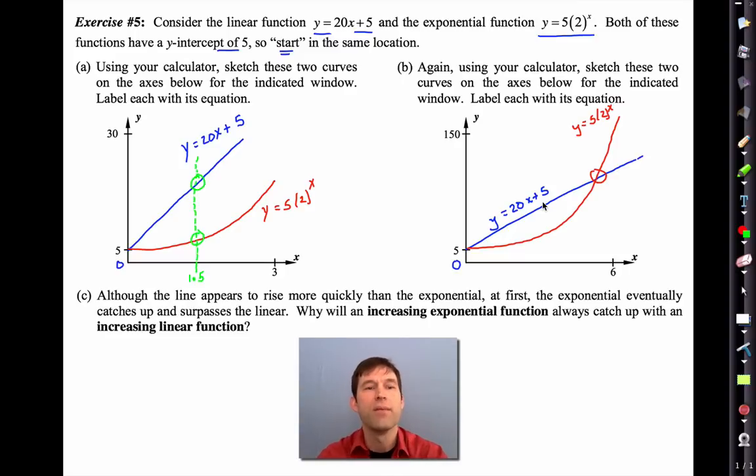Take a look at C. Although the line appears to rise more quickly than the exponential at first, the exponential eventually catches up to the linear. Why will an increasing exponential function always catch up with an increasing linear function? So I want you to think about the last exercise. I want you to think about what you saw in this exercise. And then I want you to pause the video, and try to give a good, well-reasoned argument for that question.